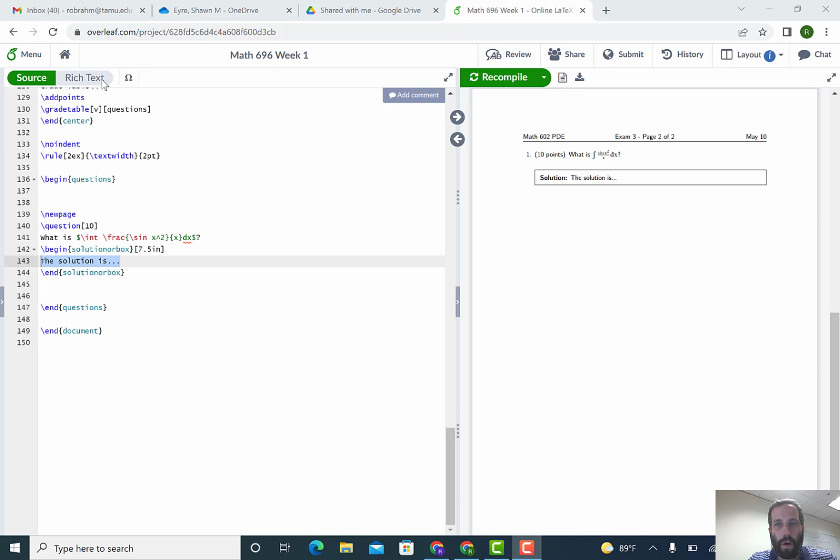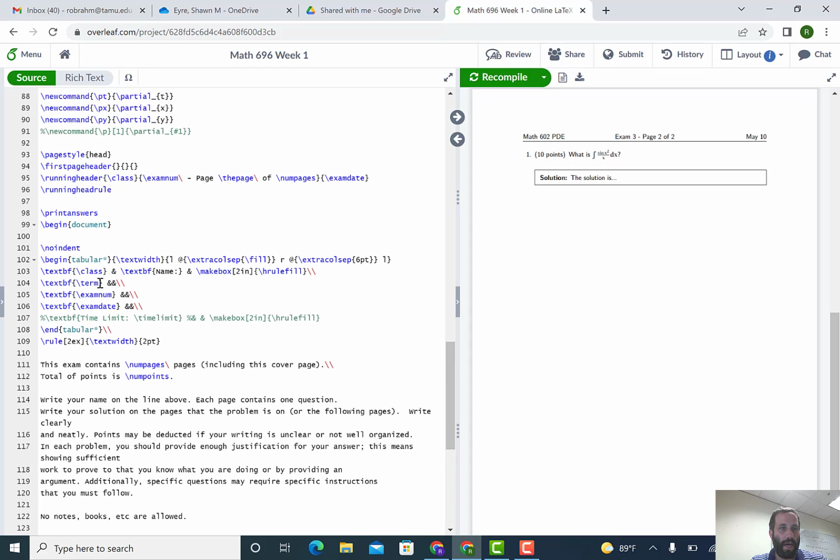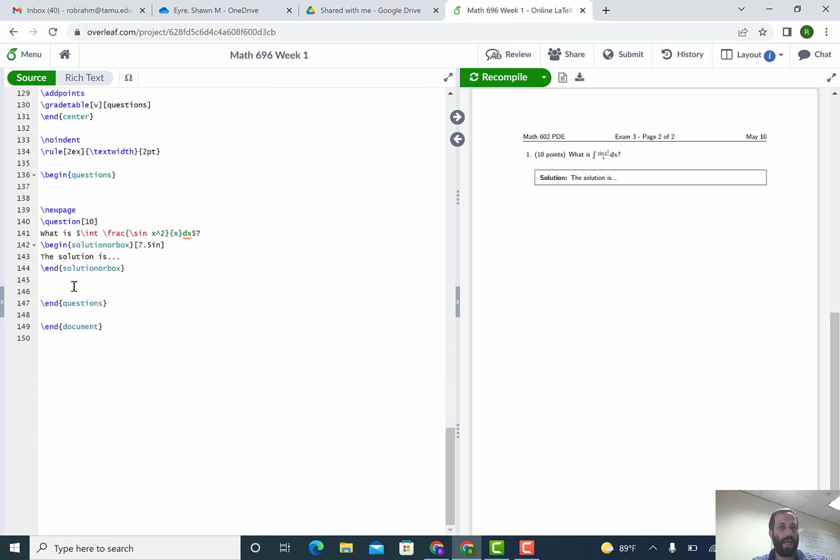Okay, the next thing that I want to go over is multiple choice questions. So let me come up here and turn off the print answers command. Okay, so the document on Overleaf gives several different multiple choice commands. I'm going to give one just to give you a flavor of how it goes.